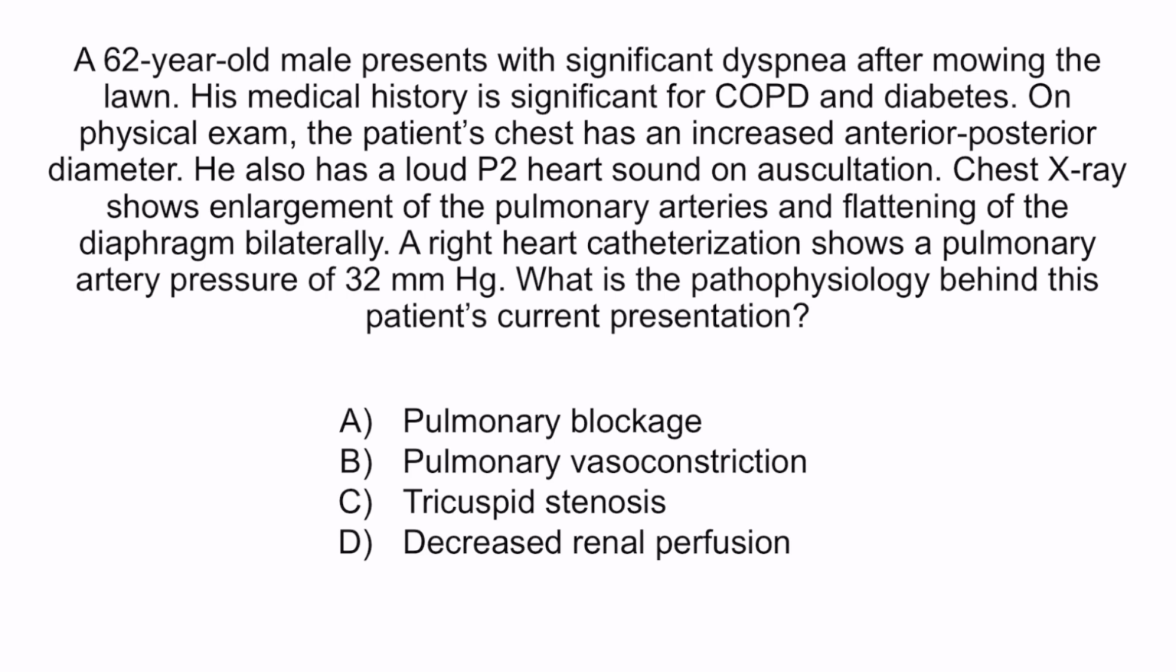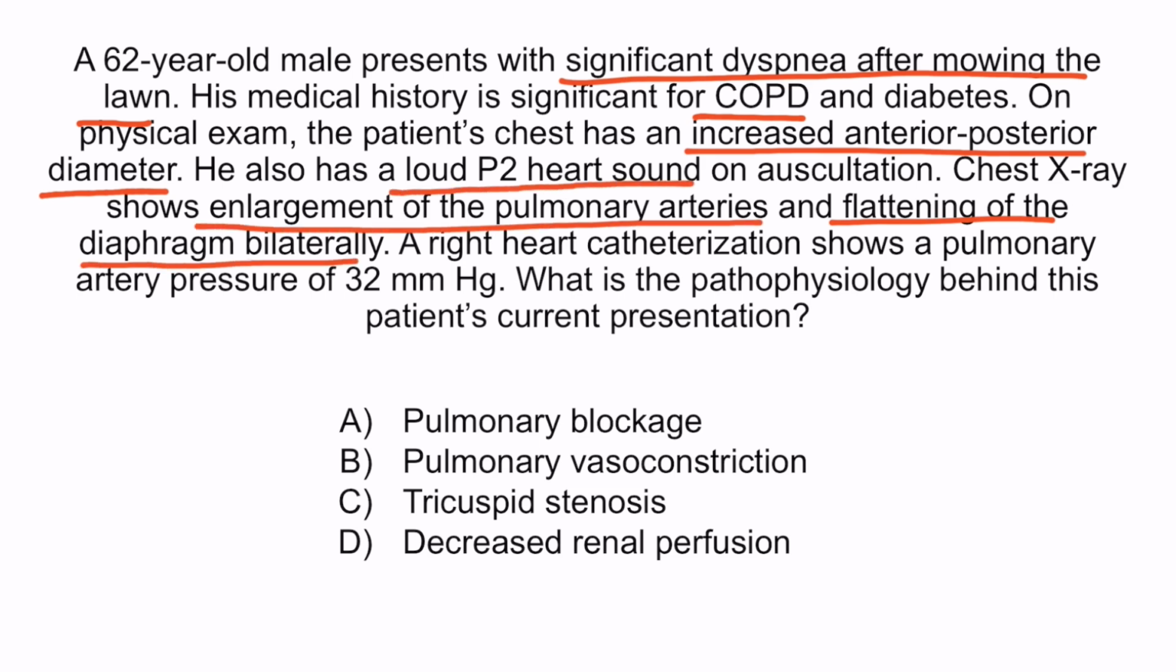A. Pulmonary blockage. B. Pulmonary vasoconstriction. C. Tricuspid stenosis. Or D. Decreased renal perfusion. This man presents with exertional dyspnea. He has COPD, which is confirmed with the increased anterior-posterior diameter and flattened diaphragm on chest X-ray. Additionally, he has a loud P2 heart sound, enlargement of the pulmonary arteries, and a pulmonary artery pressure of 32.